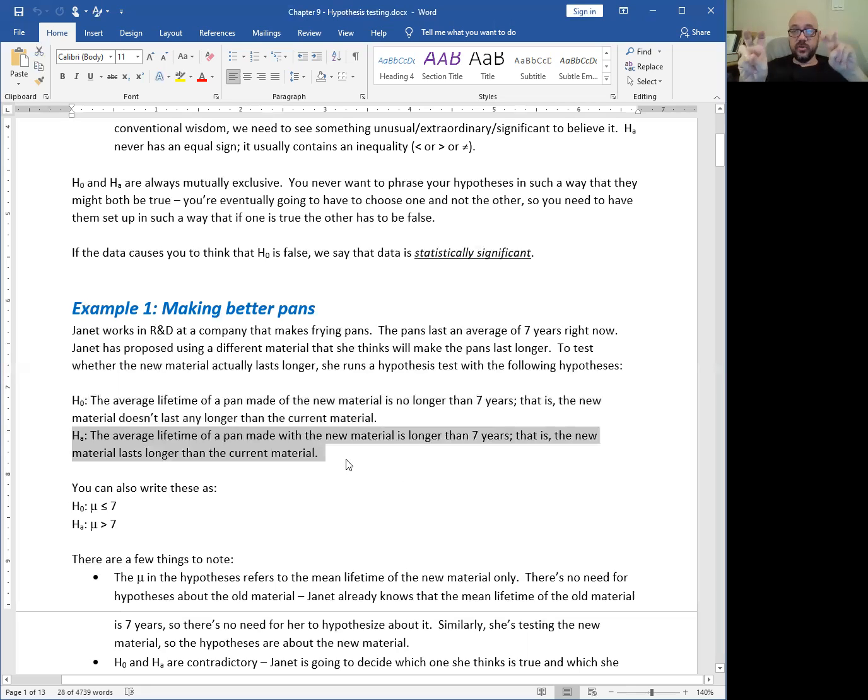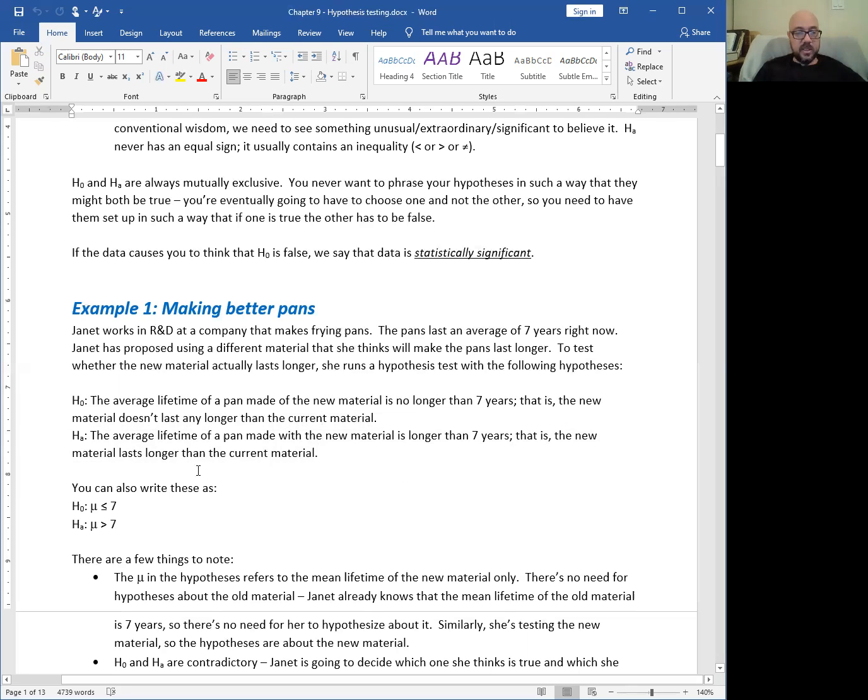And so the things are different hypothesis is the one that we have to gather evidence to defend, right? That's the thing that we really need to say. We really need to show that this is true, as opposed to just believing it, right? So absent other evidence, we're just going to continue believing the pan's lifetime is 7 years. If we have significant evidence, then we'll think it's longer.